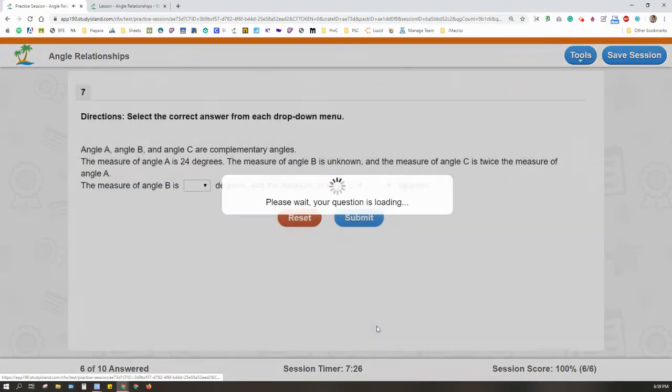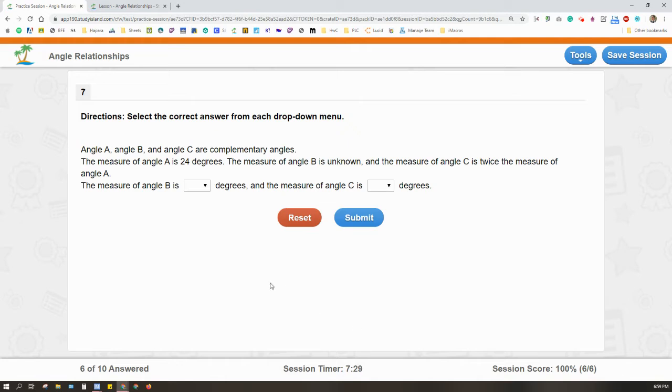Let's do another. Number 7, angle A, angle B, and angle C are complementary angles. The measure of angle A is 24 degrees, the measure of angle B is unknown, and the measure of angle C is twice the measure of angle A. So what's the measure of angle B and what's the measure of angle C?